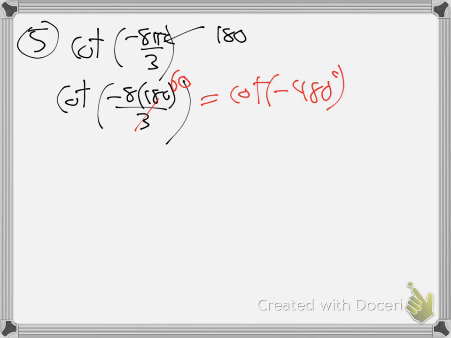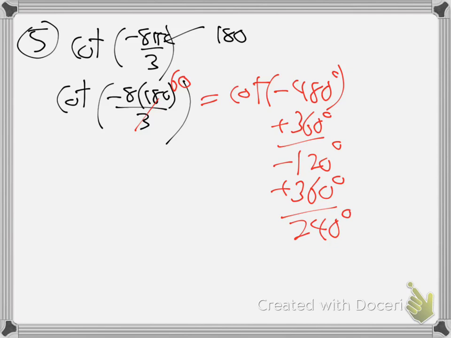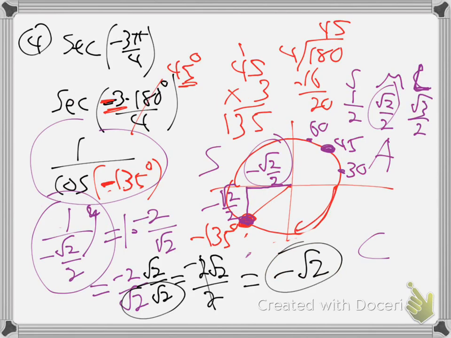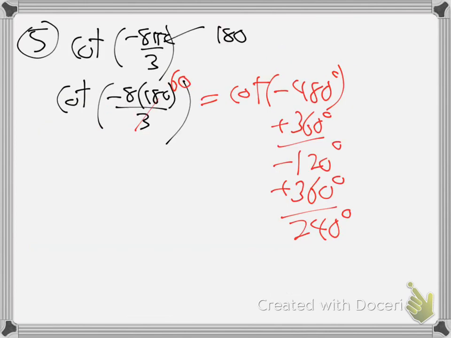Now, what do you do with a negative angle? I would just start adding 360s. You know what I mean? Add 360, that gets us to minus 120. Add another 360, 240. Just keep adding until you get something nice and positive. I could have done that back over here too. I could have just added 360 to that. That's okay. You can always add a full circle. You're in the same spot, huh? When you add a full circle, you're in the same spot. So you can always do that, and then you get a nice positive angle. So this becomes cotan of 240.